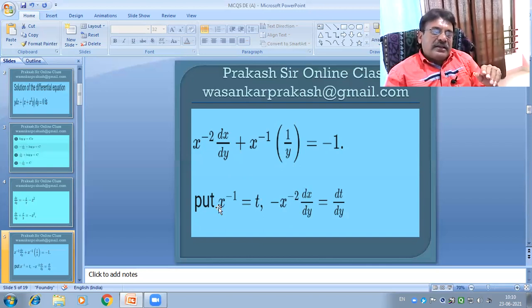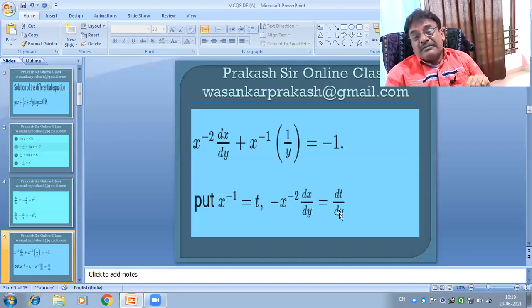Similarly here d by dy of x to the power minus 1 means minus sign, x to the power minus 1 minus 1, that is minus 2, into the derivative of x, that is differentiate x with respect to y. Remember that. So minus x to the power minus 2 dx by dy is equal to dt by dy, so this term, x to the power minus 2 dx by dy, is equal to minus dt by dy. So here we put minus dt by dy, and x to the power minus 1 is equal to t.